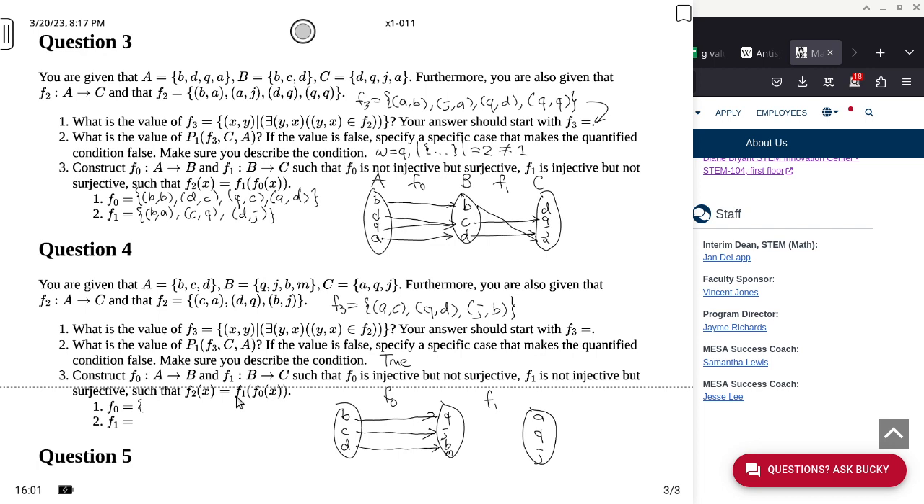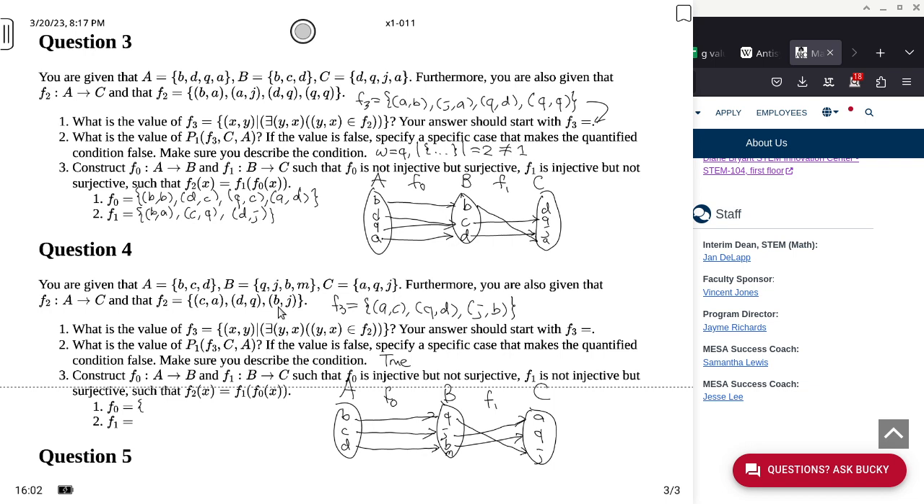Okay, so now the careful part is how do we map from, this is A, B, and C. So the new question is how do we map from B to C? The way we map from B to C has to reproduce the original F2 function. So that means C, after mapping to J, has to map to A. So this has to go to here. And then D has to go to Q eventually. So D is going to B first, but then B eventually has to end up at Q. And then the other one is B to J eventually. So B is going to Q first, then Q has to go to J, like so.